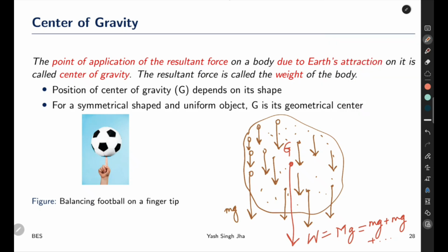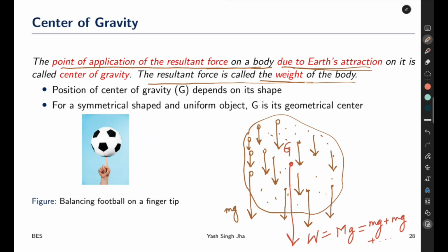What is it? It's the point of application of the resultant force on the body due to Earth's attraction. The Earth is attracting everything in this world, right? So the resultant weight of the body acts on the center of gravity. In the coming slides, you will be able to understand what I am trying to say. The resultant force is called the weight of the body. This you guys already know.